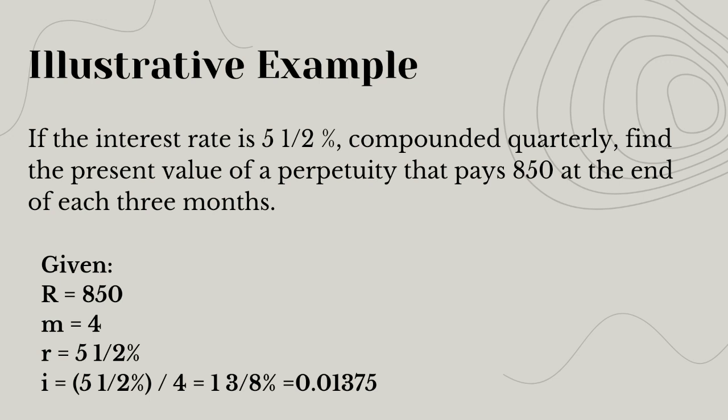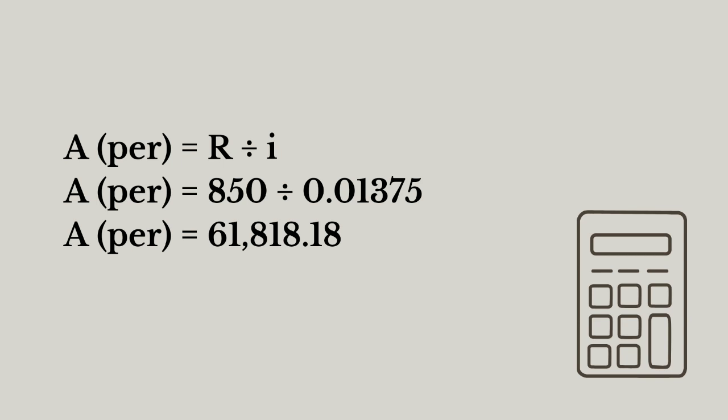Given R is equal to $8.50, M is equal to 4, rate is equal to 5.5%, and I is 5.5% divided by 4, and the answer is 1 3/8%. Divided by 100 to convert it into decimal form, the answer is 0.01375. So this is the solution. A per is equal to R divided by I, which is 850 divided by 0.01375, and the final answer is 61,818.18.